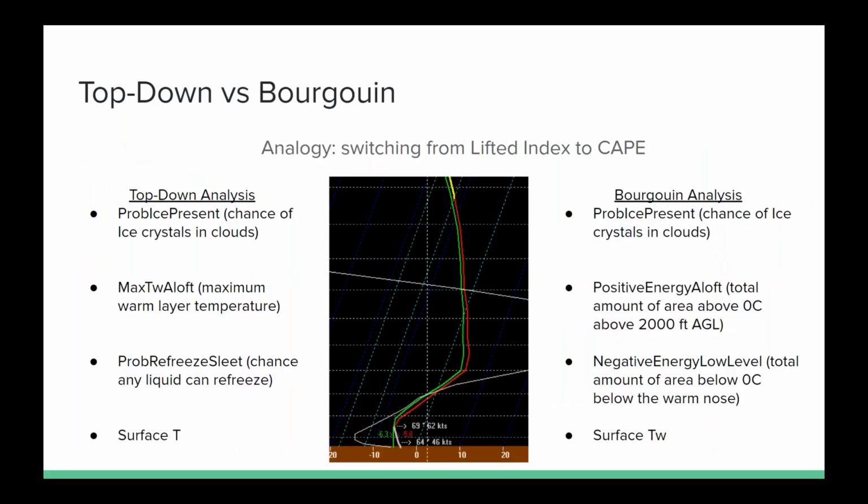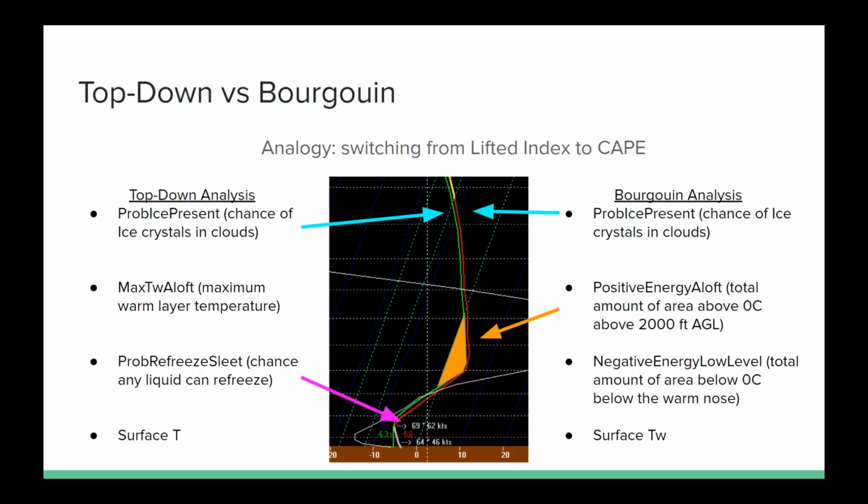Then we have the top-down and Bourgouin methods. They are essentially the same thing as like lifted index and CAPE. Both approaches require the use of a Prob Ice Present grid to help tell you whether or not you have ice crystals to begin with in the clouds. If you don't, then you're just dealing with supercooled liquid water going down the rest of the profile. Continuing on down the sounding, you look for the warm nose, and the measure of that is max wet bulb aloft in top down, and then positive energy aloft in the Bourgouin. The positive energy is calculating basically kind of like a CAPE measure there, which is in joules per kilogram.